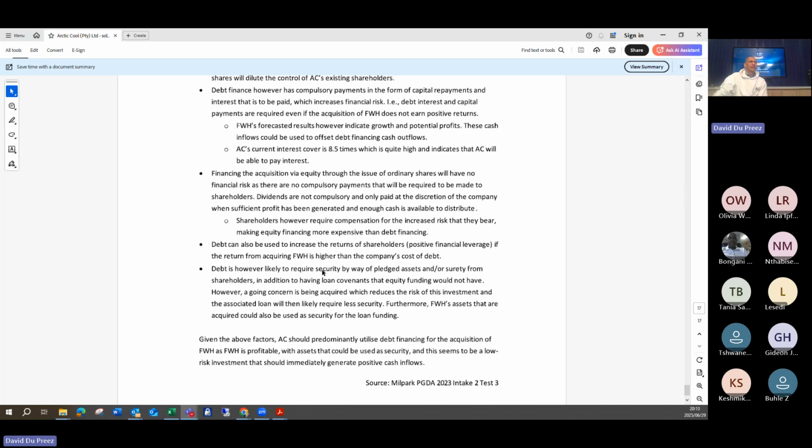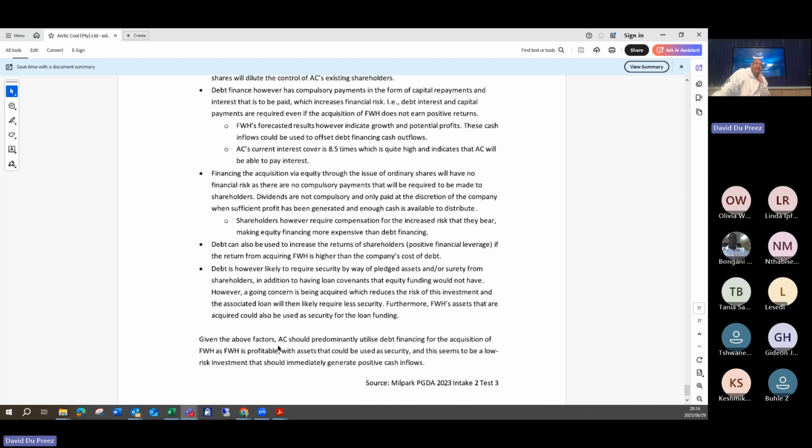Debt will also likely require security, such as collateral, pledged assets or surety from shareholders, in addition to loan covenants that equity funding would not have. However, a going concern is being acquired, which reduces the risk of this investment, and the associated loan will then likely require less security. Furthermore, the assets acquired could also be used as security for the loan funding.